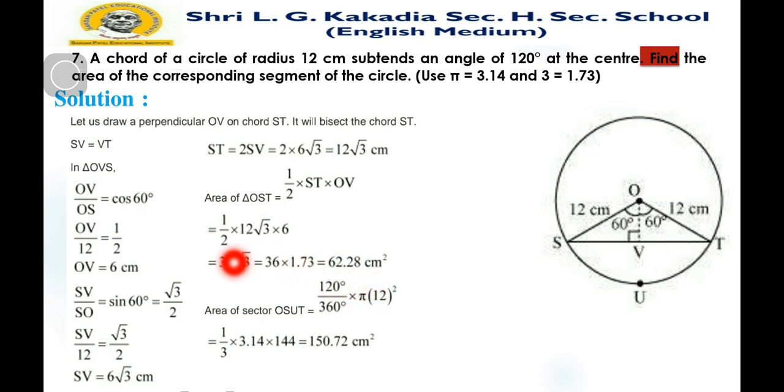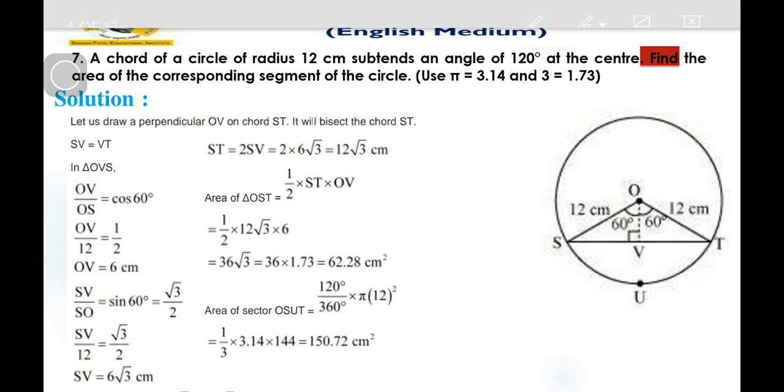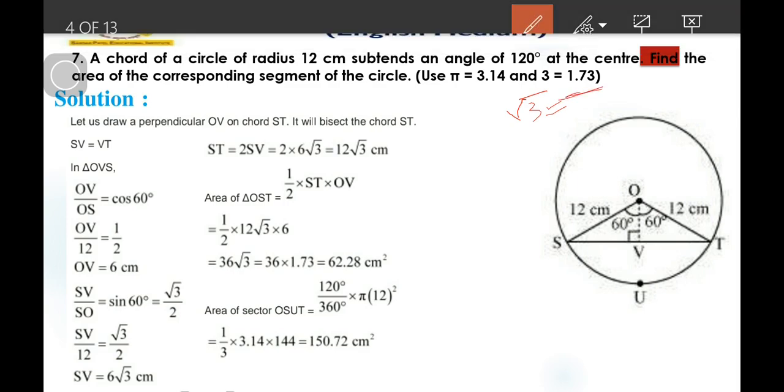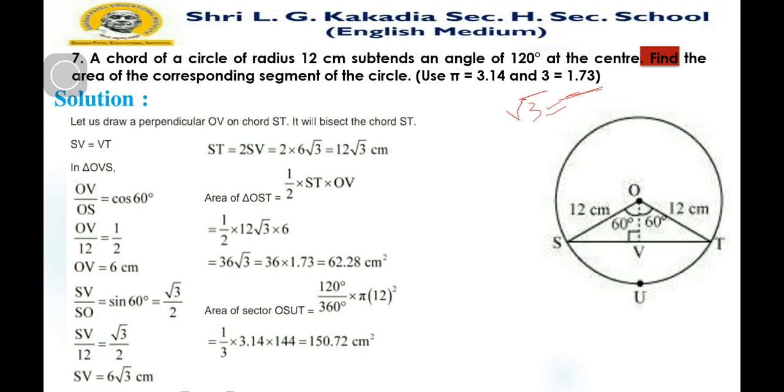Also we have been given the value of square root 3 is equal to 1.73. So we just put the value here, and by multiplying we find 62.28 centimeters square. It is the area of this triangle.